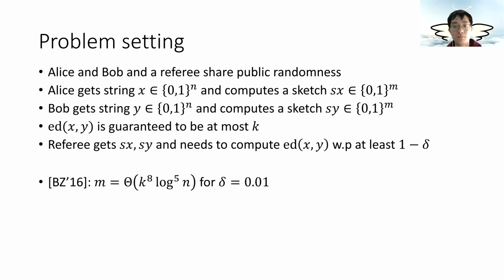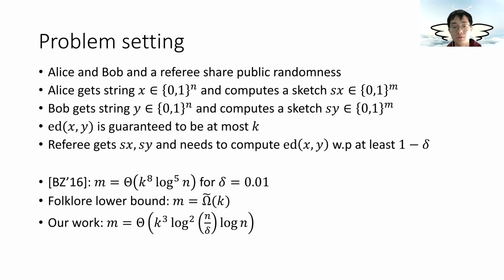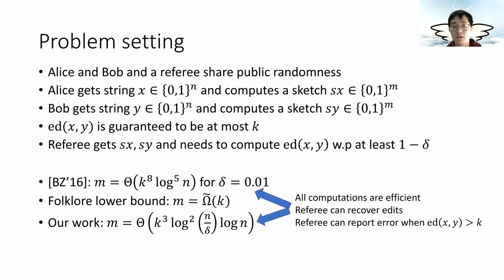For this problem, a previous work by Blaževič and Zhang in 2016 showed that you can set m to be roughly k to the 8th times log n to the 5th for constant delta. And the folklore lower bound shows that you cannot get m to be sublinear in k. Our work improves the previous bound to k cubed times log n cubed. As a remark, all computations in our algorithms are efficient, and the referee can recover the edit sequence in addition to the added distance itself. On the other hand, the referee can report an error when the added distance violates the constraint.